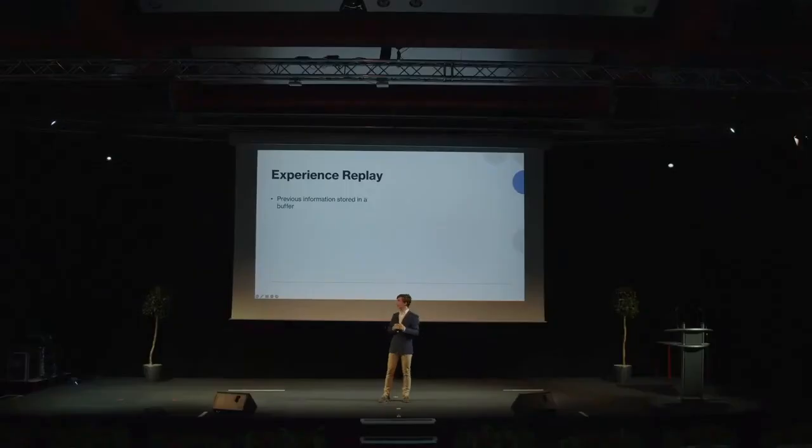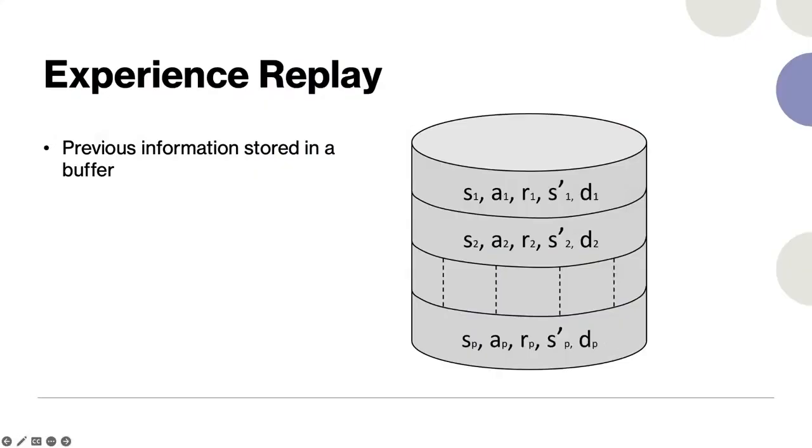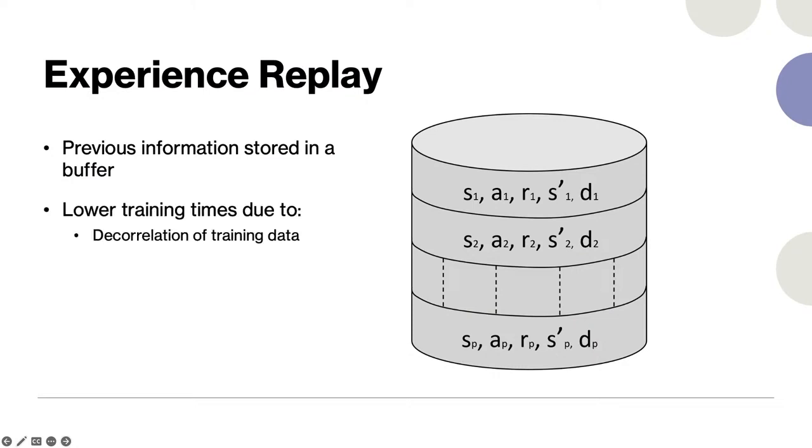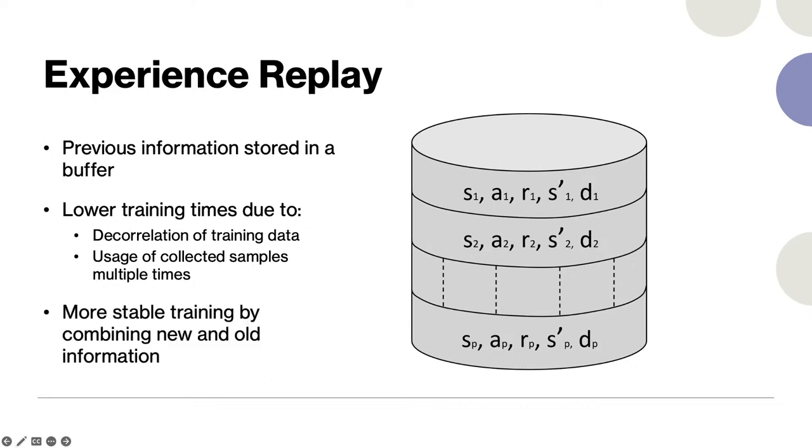With a proper reinforcement learning algorithm and an exploration strategy, many problems can already be solved, although for more complex tasks, the training process would be unstable and incredibly slow. That's why I implemented experience replay. Experience replay is a buffer which stores previous information, like the state, action, and reward. It accelerates training due to the decorrelation of training data, and by using collected samples multiple times instead of discarding them after one parameter update. Moreover, experience replay stabilizes training by combining old and new information, which reduces the risk of policy collapse, a situation where the agent rapidly forgets the learned policy with the introduction of new information.